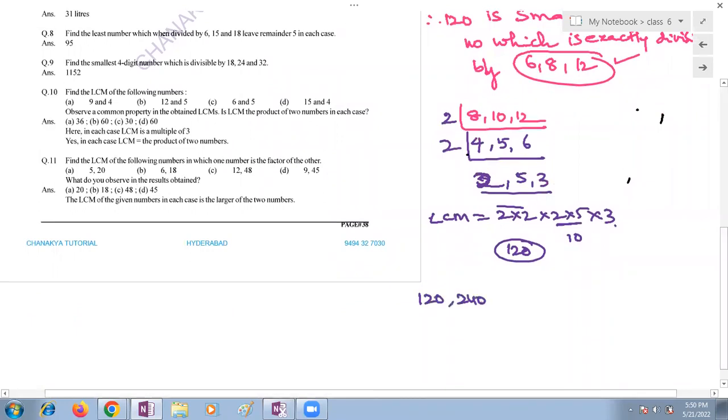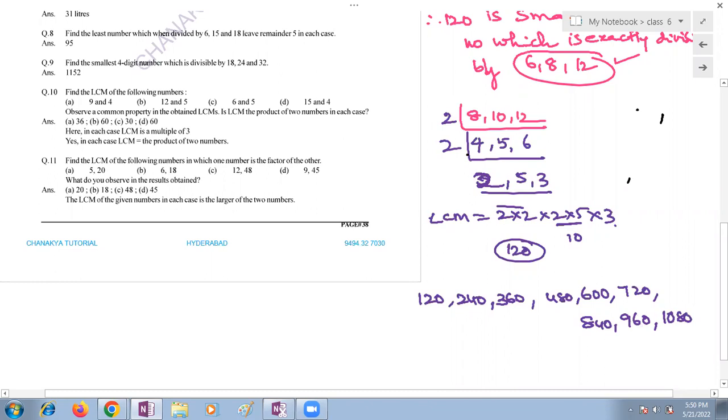The multiples of 120 are 120, 240, 360, 480, 600, 720, 840, 960. Then 1080, then 1200. So 960 is the greatest 3-digit multiple.